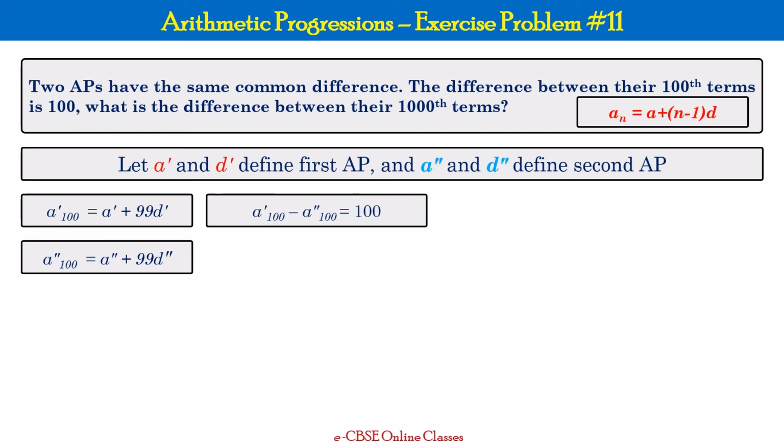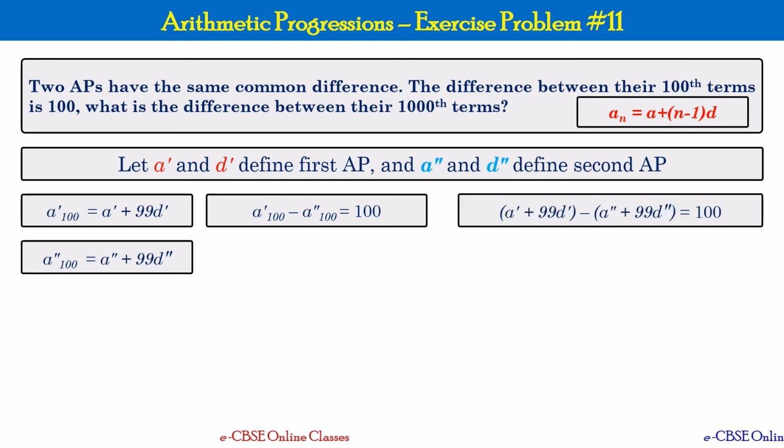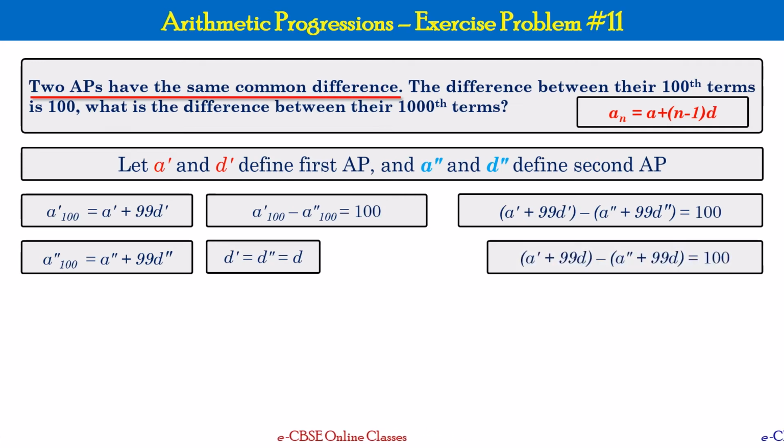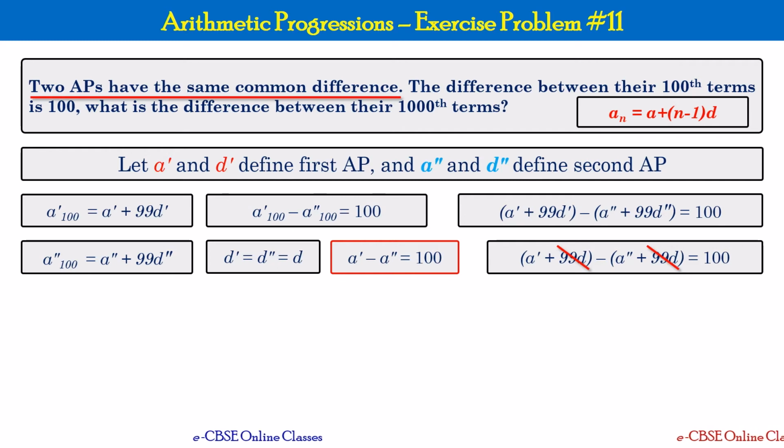So if we substitute the corresponding expressions here, that becomes a prime plus 99d prime minus a double prime plus 99d double prime is equal to 100. We are given that they have the same common difference. That means d prime is equal to d double prime equal to d. So the above expression becomes a prime plus 99d minus a double prime plus 99d is equal to 100. So 99d and 99d get cancelled. What we are left with is a prime minus a double prime is equal to 100. Let's remember this and keep it aside.